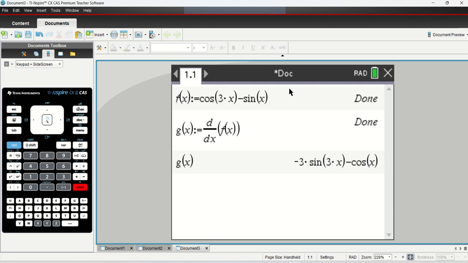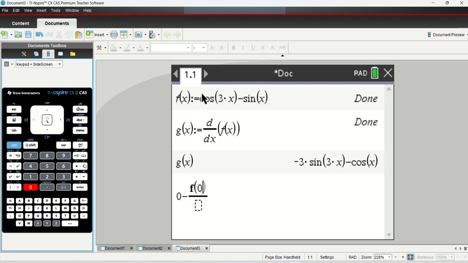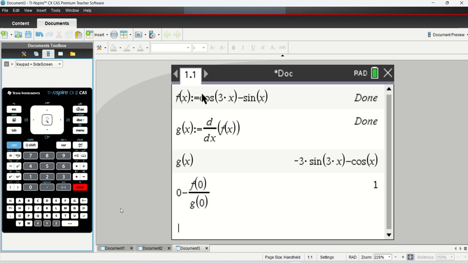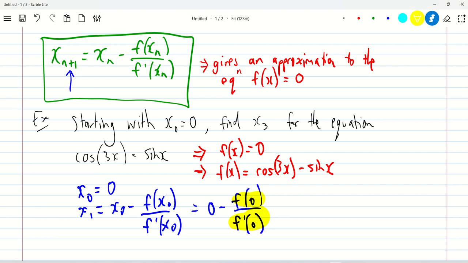All good. So what I want to do now is my first iteration. So x0 was 0, so my x1 is going to be equal to 0 take away a fraction. On the top line it'll be f of 0, and on the bottom line it's going to be g of 0. Top line is the function, bottom line is the derivative. So I'll put my iteration in there, and that's equal to 1. I'll come back to my screen. So x1 is equal to 1.